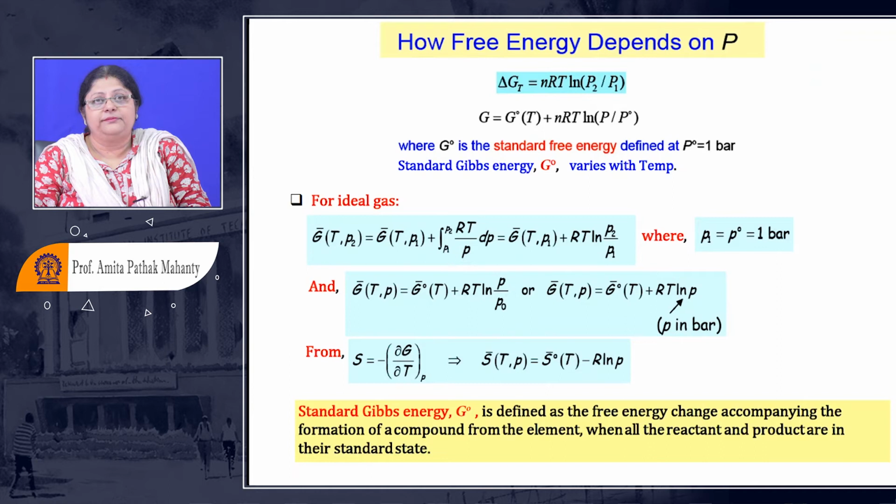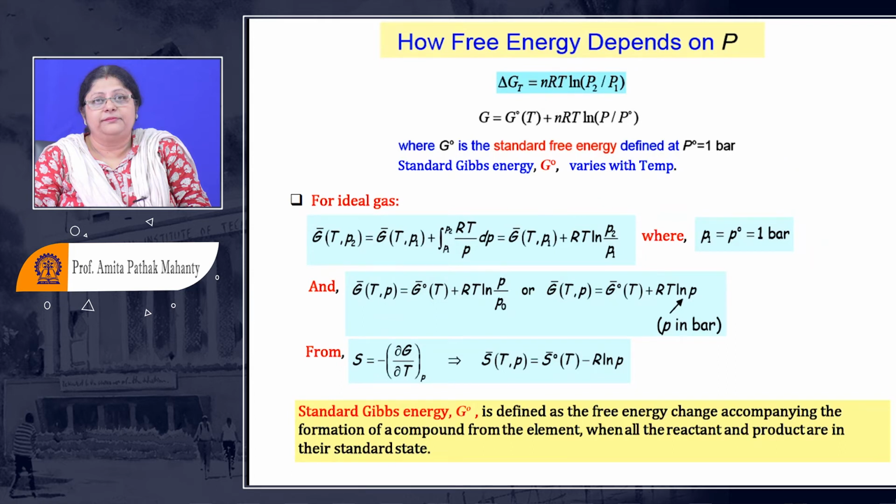So the standard Gibbs free energy is always the free energy accompanying the formation of the compound, whatever compound it may be, from its elemental state, when all the reactants and products are in their standard states. Only then you can compare. You cannot compare potatoes and tomatoes. You have to compare similar things in one section. So all the compounds and products which you are dealing with remain in their standard state.